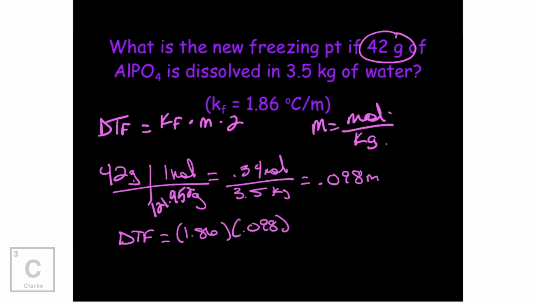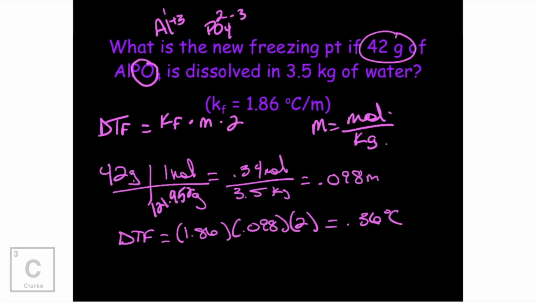Now let's look at that Van't Hoff factor. Aluminum phosphate. Now let's remember, phosphate is a polyatomic ion. It will not dissociate. So aluminum phosphate is going to dissociate into aluminum and phosphate. So that is 1, 2 particles. So I'm going to put a 2 here as my Van't Hoff factor. Let's put that in the calculator. 1.86 times 0.098 times 2. Our change in our freezing point is going to be 0.36.